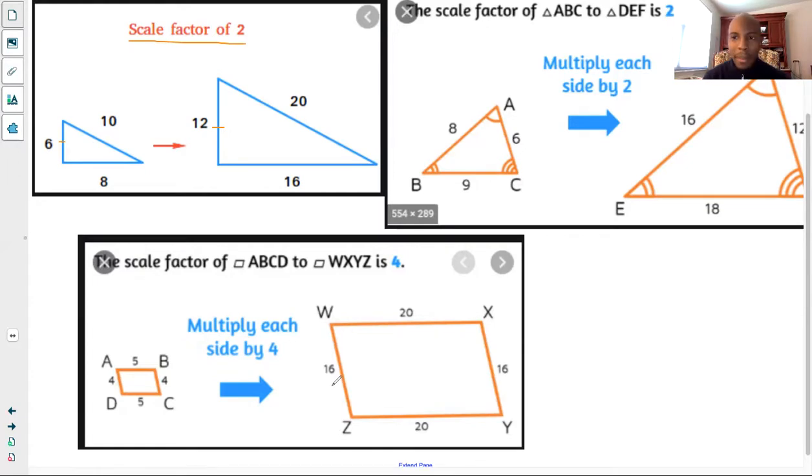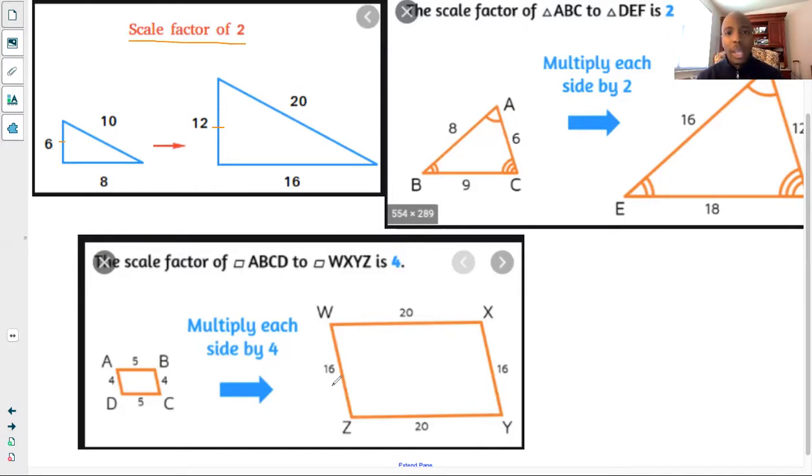What are they multiplying by? How do I go from 4 to 16? How do I go from 5 to 20? That's a multiplication of 4. 5 times 4 gives us 20. 4 times 4 gives you 16. So the scale factor for this particular example would be 4. These are just some visual ways of doing it. I'm going to show you another way to work on it in a second, and then you need to log on to Google Forms to identify the scale factors of those.